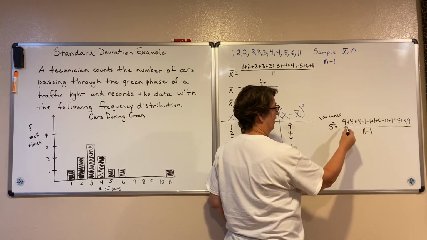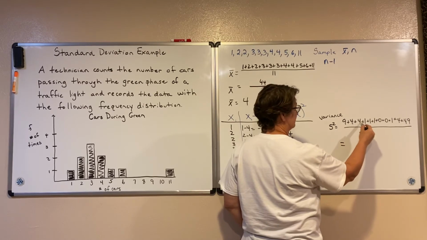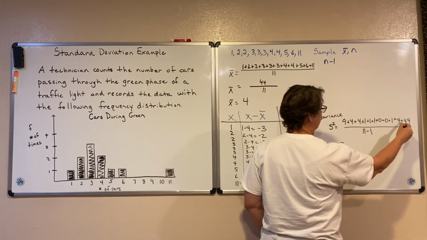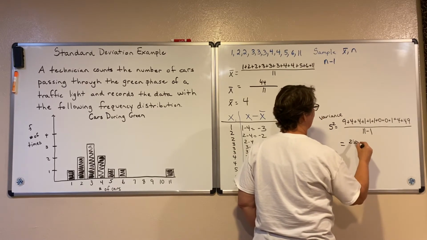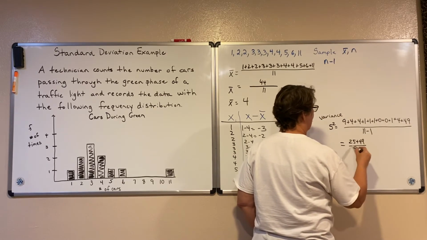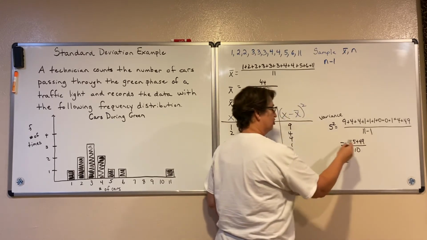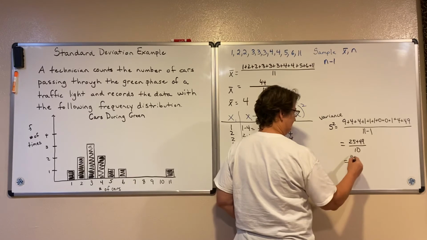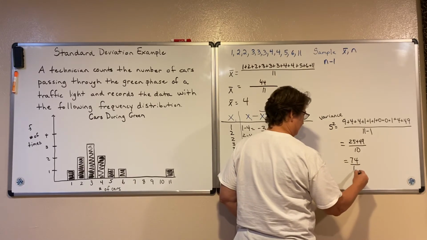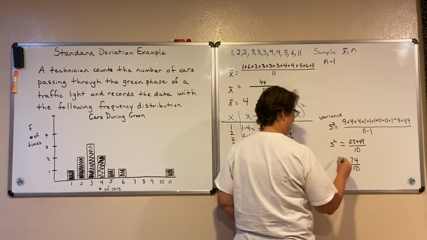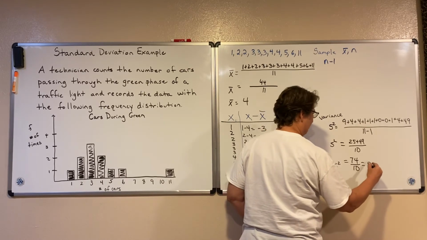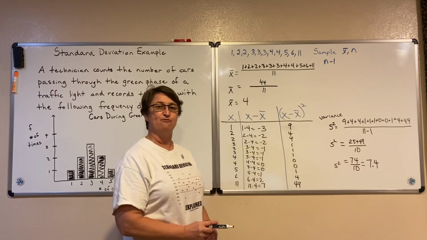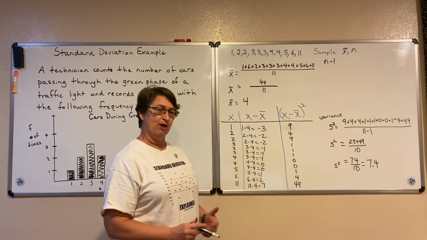So let's add all that up. That's 13, 17, 18, 19, 20, 21, 25. I have 25 plus 49, and I'll be dividing by 10. 25 plus 49 then is, well, that's 60, 74, divided by 10. And this is my variance. So I found my variance is 7.4, or 7 4/10 is my variance.